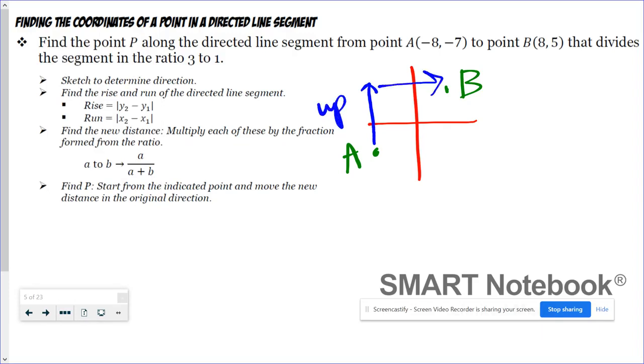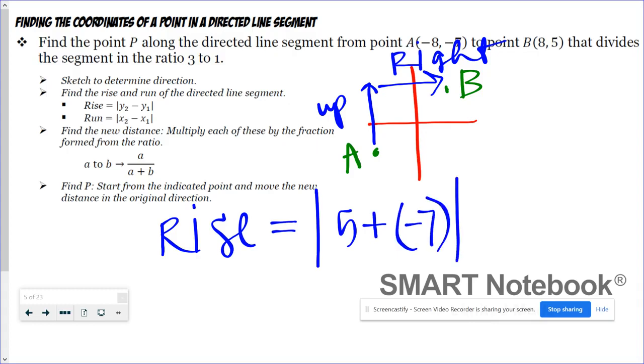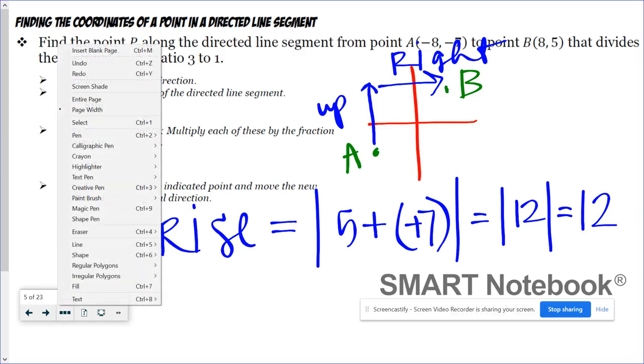That's the direction. So the next step, I want to find the rise and the run of the directed line segment. Now those are absolute value bars because I want to use the positive value because it's a distance. So the rise is the absolute value of y2 minus y1. And so that's going to be the absolute value of 12, which is just 12. And then I'm going to calculate the run.